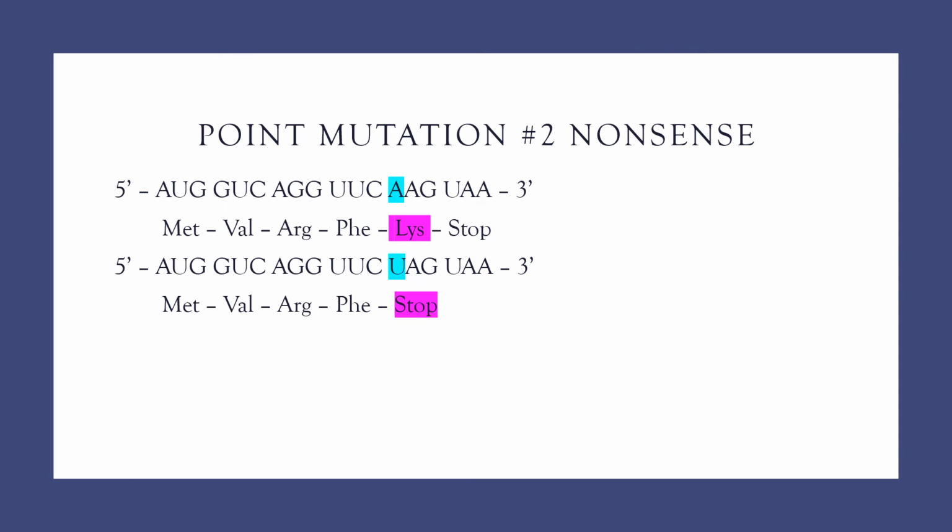Next, we have our nonsense mutation. This nonsense mutation changes an amino acid into a stop codon. The sequence changed the AAG lysine sequence to UAG, which is a stop codon. This is a transversion mutation because a purine A changed to a pyrimidine U.